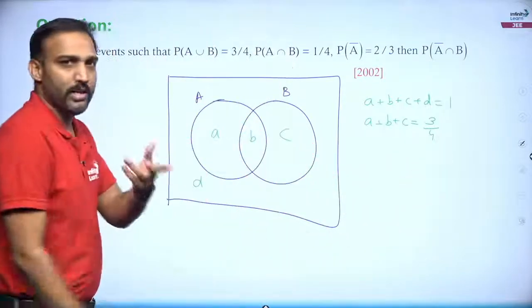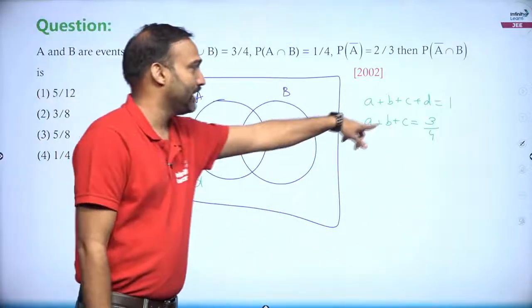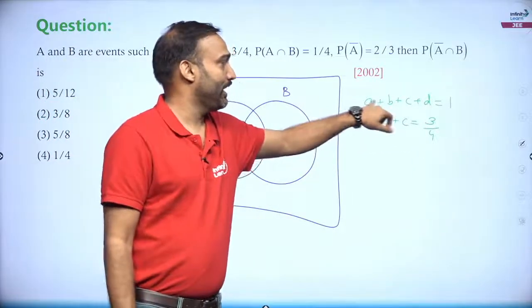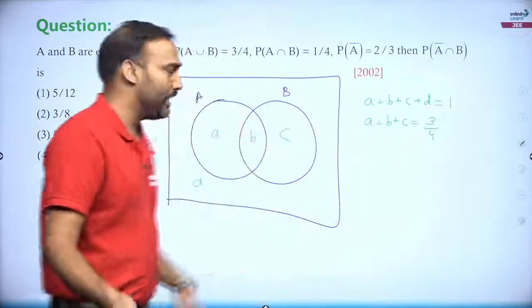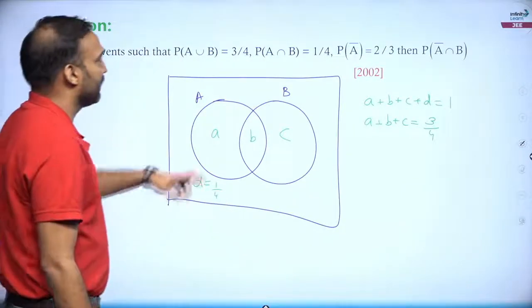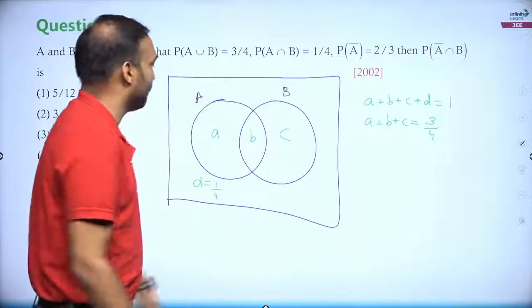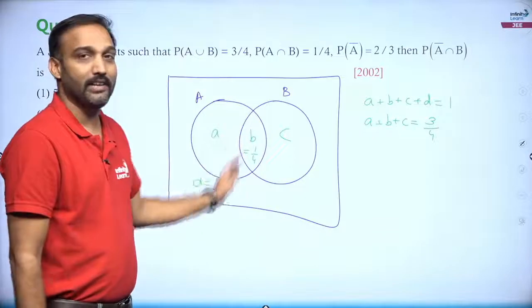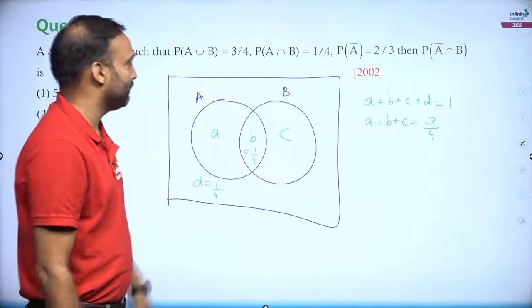Now we don't need to be a mathematical wizard to know that the value of D is 1 by 4. Because A plus B plus C is 3 by 4 and A plus B plus C plus D is 1, D has to be 1 by 4. So I got this value, 1 by 4. Now A intersection B is given as 1 by 4. Wonderful. So B is 1 by 4 because this is A intersection B.